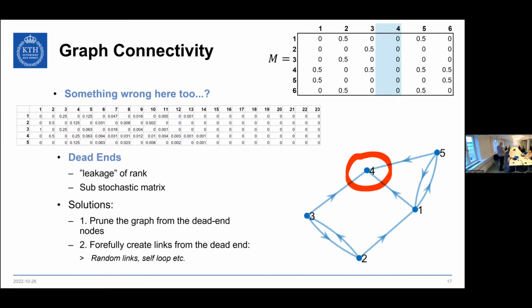And then again, the question is, what can we do about that? So what we can do is maybe, I don't know, get rid of these nodes, just prune them. I mean, we don't need them. Or another thing, let's put a self loop, and that's already to make the matrix stochastic. Then we at least don't lose the rank. It doesn't spill out. So there could be some fixes there, and we'll see later what we do.